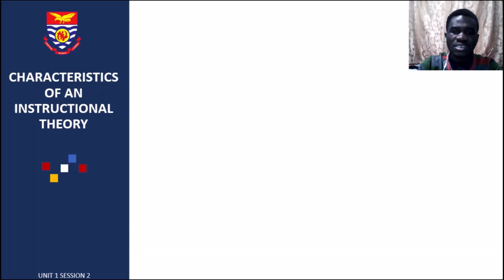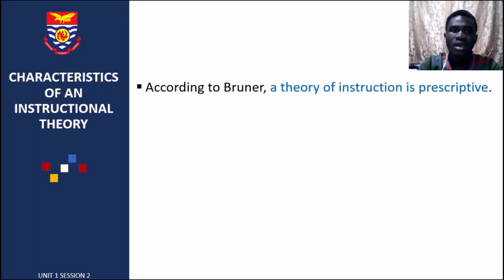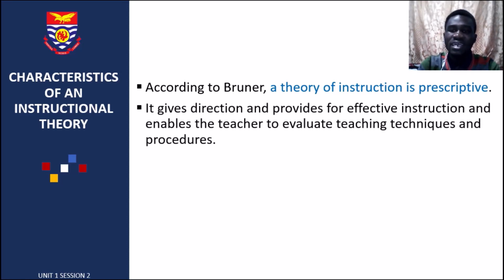Now, what are the characteristics of an instructional theory? According to Jerome Bruner, a theory of instruction is prescriptive. And when we say to prescribe, it means you are to provide a direction as to how to use something. So what Jerome Bruner means by saying a theory of instruction is prescriptive is that the theory must give direction and make provision for effective instruction and enable the teacher to evaluate teaching techniques and procedures.